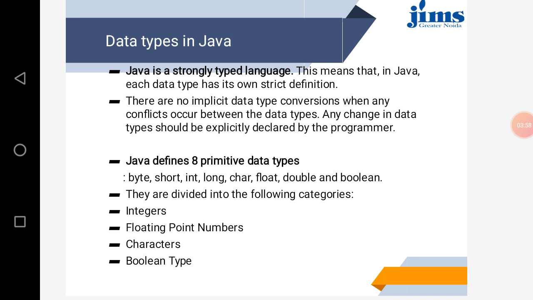Data types in Java. We know Java is a strongly typed language. Strongly typed language means you cannot use any variable without declaring that variable. So variable declaration is a must. And there are 8 primitive data types. What is the meaning of primitive data types?